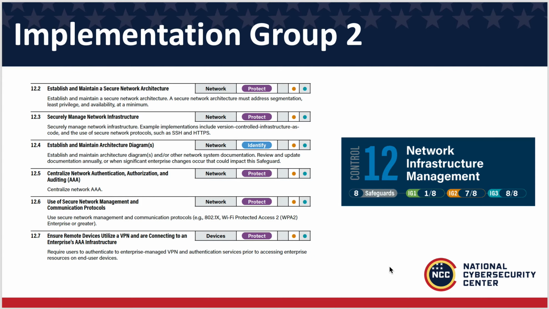IG2: maintain a secure network architecture, manage the architecture, maintain diagrams, make sure that AAA, authentication, authorization, and auditing are all centralized. Use different protocols, and then use a VPN when you're connecting remotely to that AAA architecture.